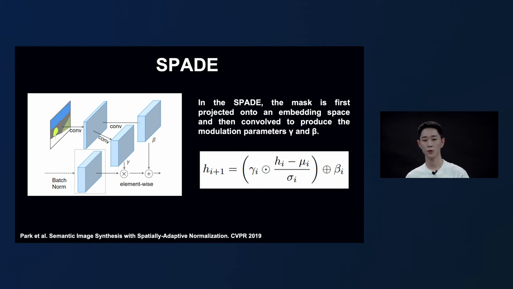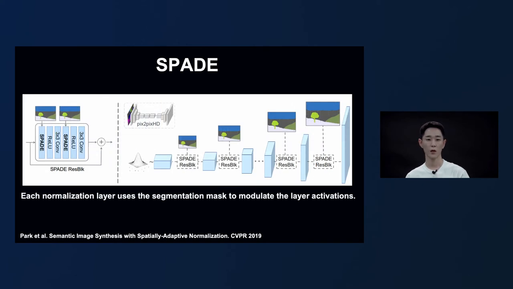As shown in the picture on the left, Spade extracts gamma and beta from the label map through a convolution operation. Here, the gamma and beta have the same size as the intermediate convolution feature. The feature is modulated by element-wise multiplication and addition of the extracted gamma and beta in the intermediate convolution feature.